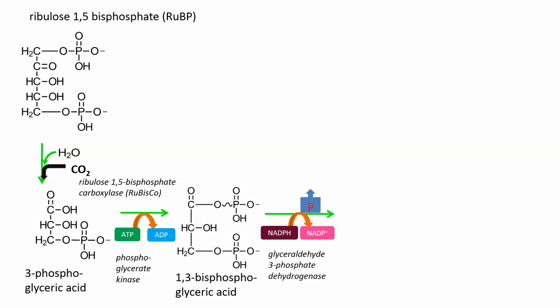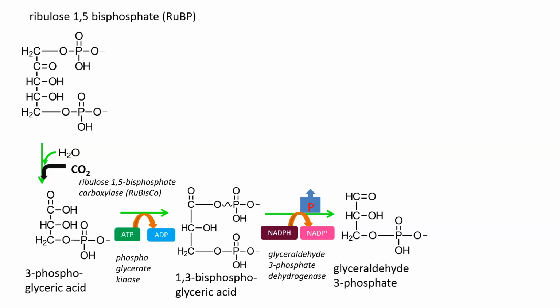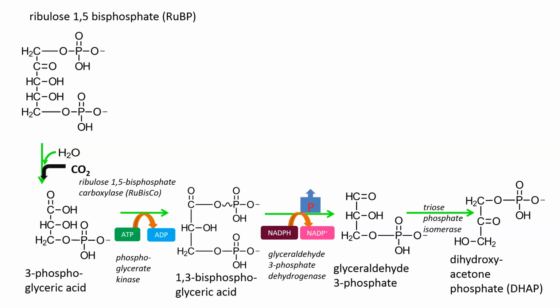You then use NADPH and a phosphorus coming out of it with an enzyme called glyceraldehyde 3-phosphate dehydrogenase, and you get glyceraldehyde 3-phosphate. This gets modified using a triose phosphate isomerase to give you dihydroxyacetone phosphate. Now, all 4 of these, again, are in the part on glycolysis.